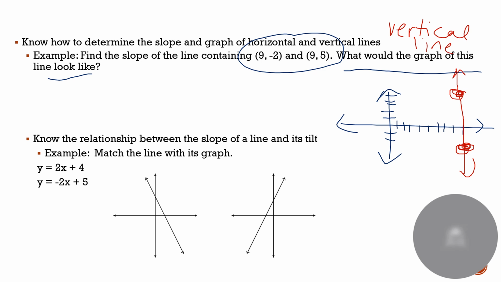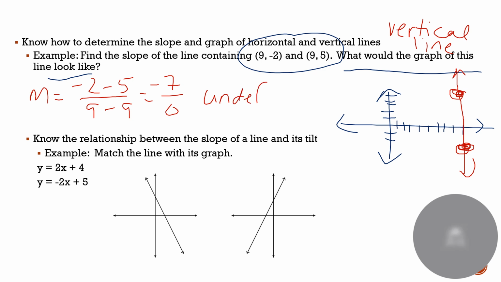Now, there are two different ways that you could come up with the slope. One, you might remember that the slope of a vertical line is undefined. However, you could also use the formula. So this might be -2 minus 5 over 9 minus 9, which is -7 over 0. And remember, we cannot divide by 0. So this is undefined. It is not actually a function. But you might remember that the slope of a vertical line is undefined. So you can come up with that a couple different ways.